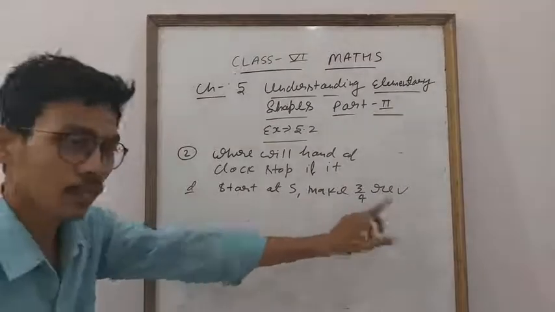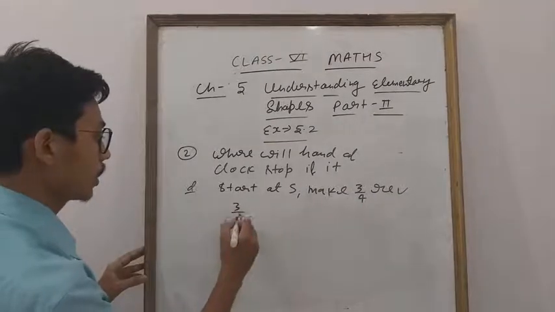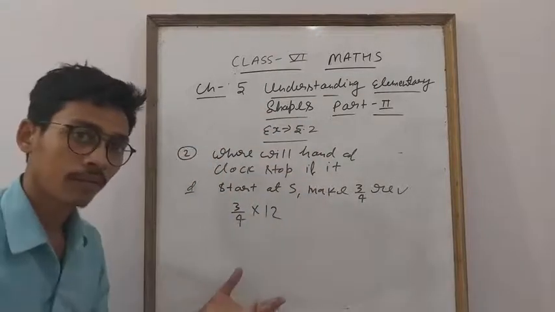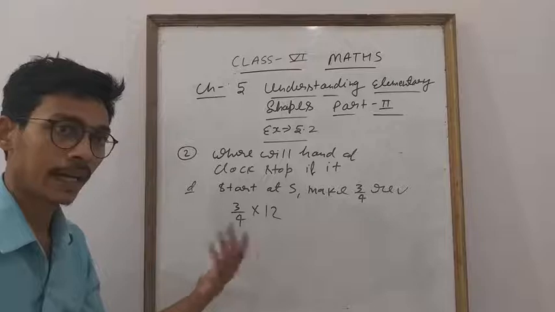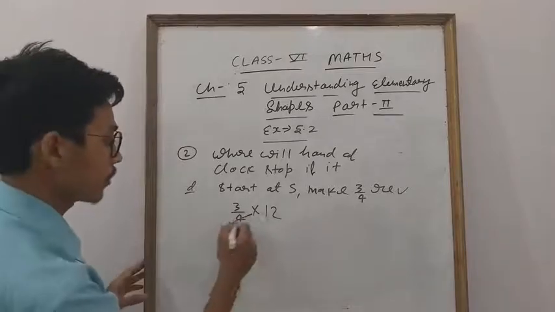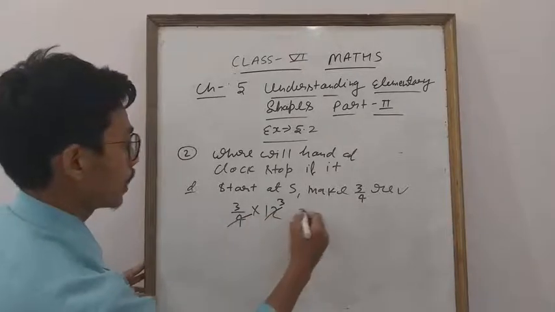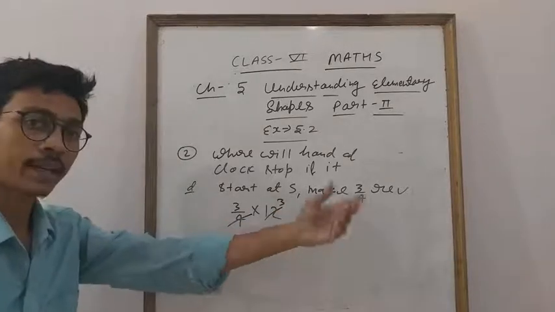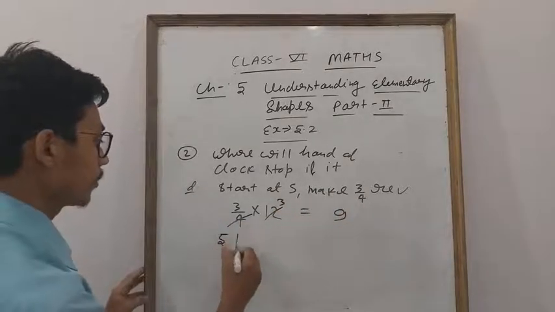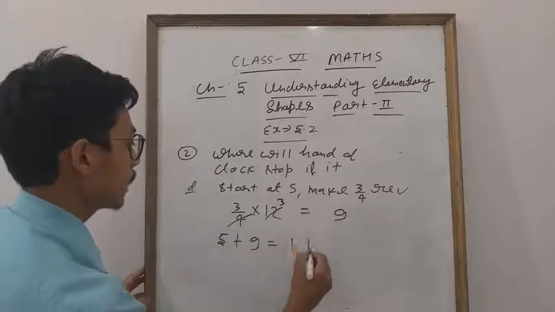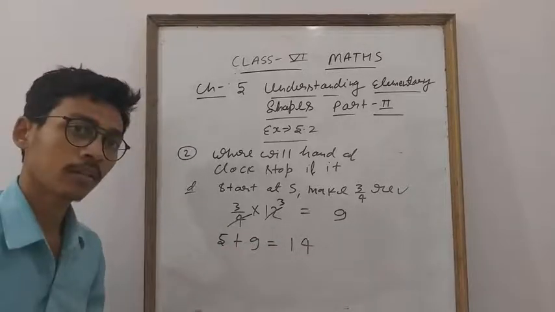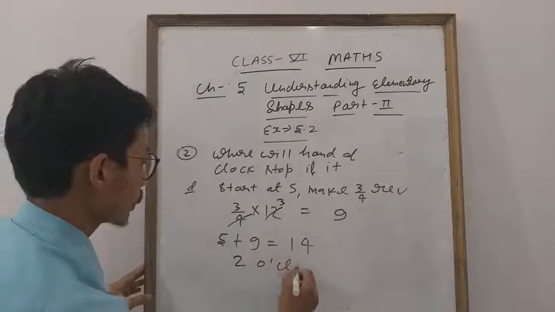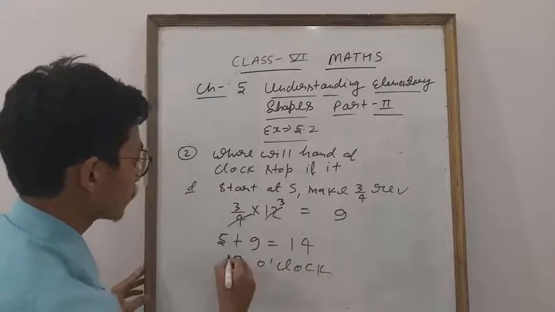3 by 4 revolution means 3 by 4 multiplied by 12, because you know that in a clock 12 digits are given, or you can convert to angle. So simply we will do this. 4 3s are 12. It will come 9. Now start at 5 and move 9 steps, that is 5 plus 9 is equal to what? 14. Now 14 means you know 12, 13, 14. It means, student, what? 2 o'clock. So I think this is very easy.